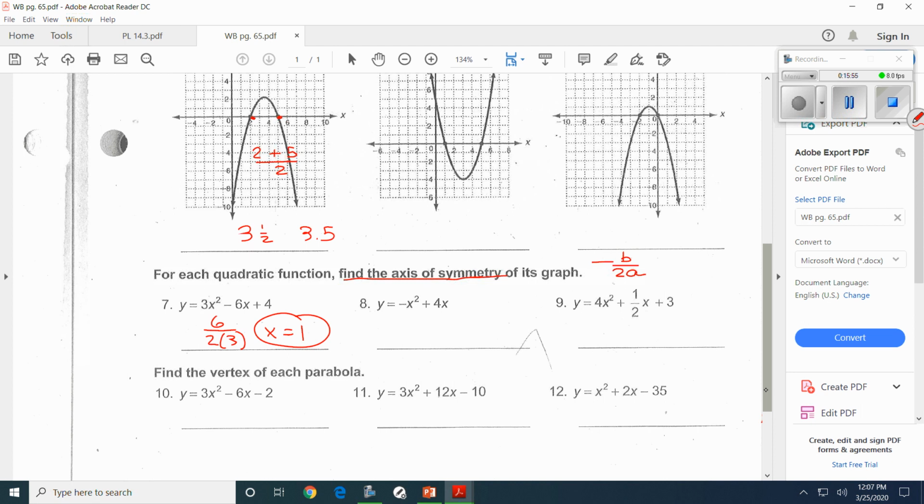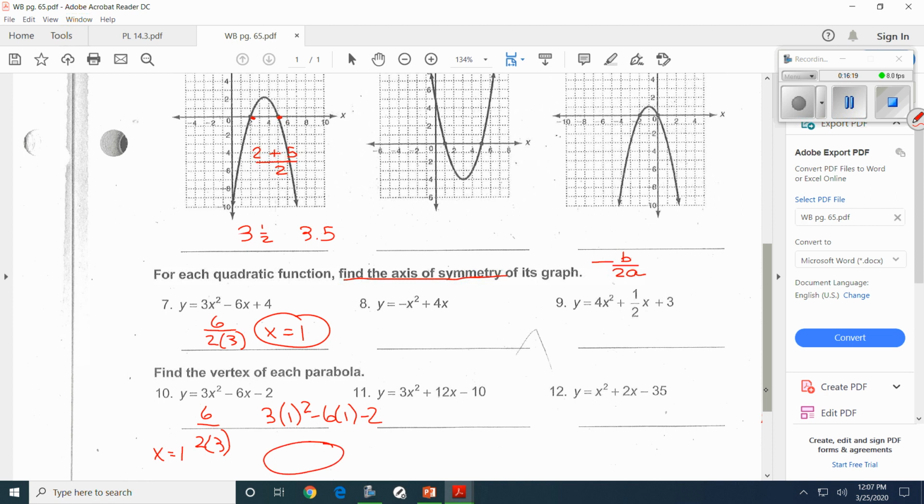Go one step farther in the next section. It says find the vertex. Before you can find the vertex, first you have to find the axis of symmetry. So first we do the opposite of b, which would be 6, over 2 times a, 2 times 3. So again, our x is equal to 1. And then we plug that back into the equation in order to find what our y would be. And then we will get our vertex.